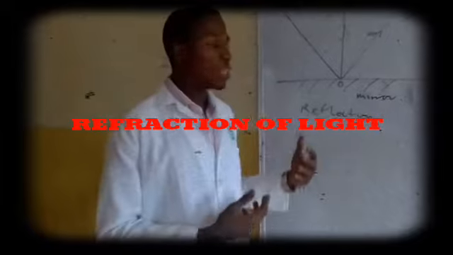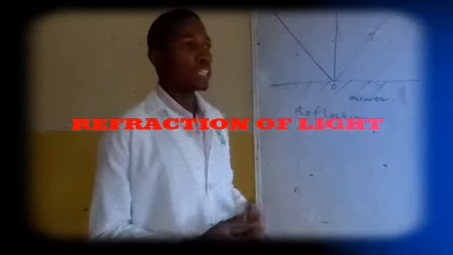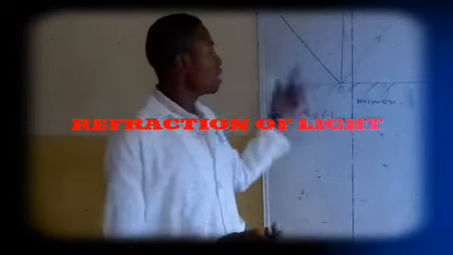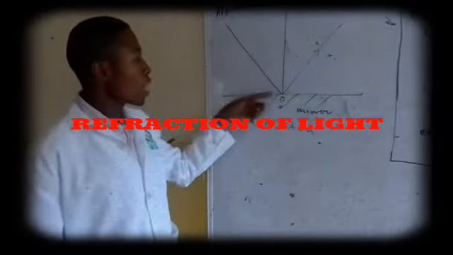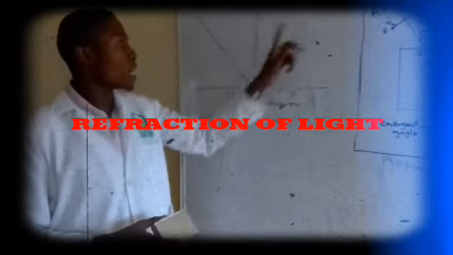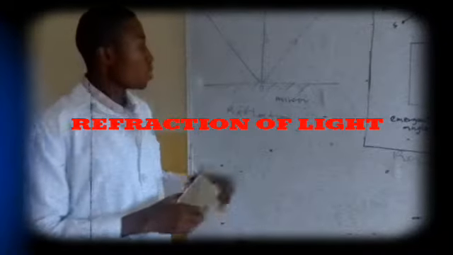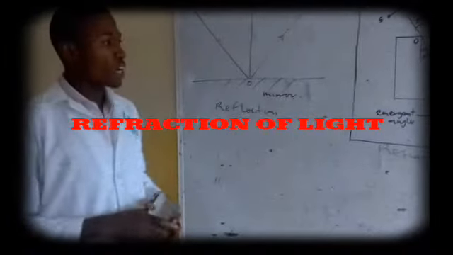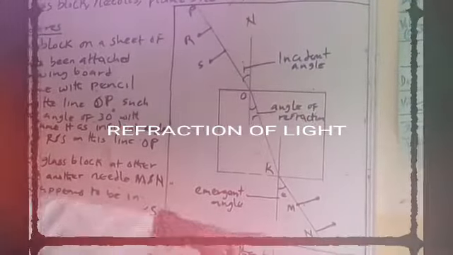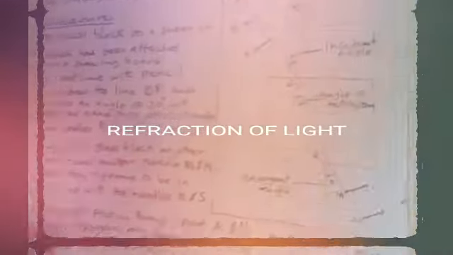But before we do the experiment, I need to make a clarification between the refraction of light and the reflection of light. Reflection has to do with the throwing back of a ray of light. When an incident ray coming from an object strikes a mirror, for example, it is going to be reflected back. When it's reflected back, it is thrown back. That's what we call reflection of light. But in the case of refraction, the ray bends as it passes through. So this is what we call refraction of light.